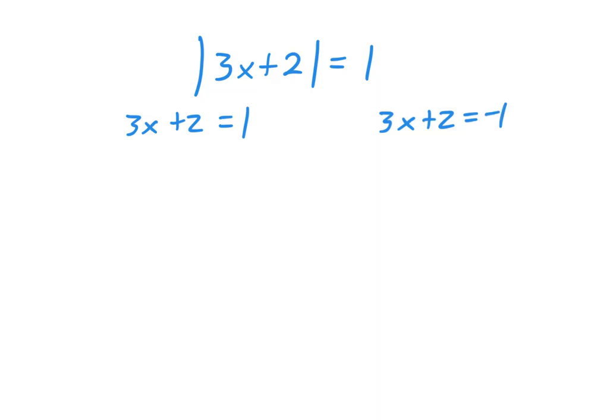We don't do anything with the 3x plus 2. I see a lot of times people wanting to change the sign on the 3x plus 2. Nothing happens with what's on the inside of the absolute value. The only thing that changes sign is the number that's on the other side of the equal sign. So the first one is 1, the second one is -1. And then it's just two two-step equations. I'm going to subtract 2.